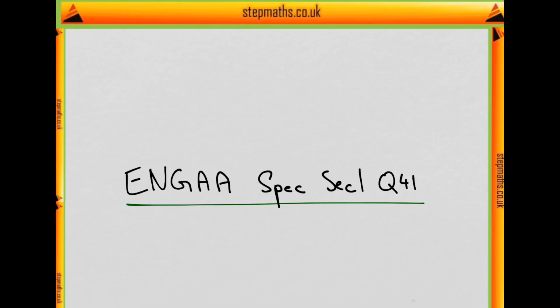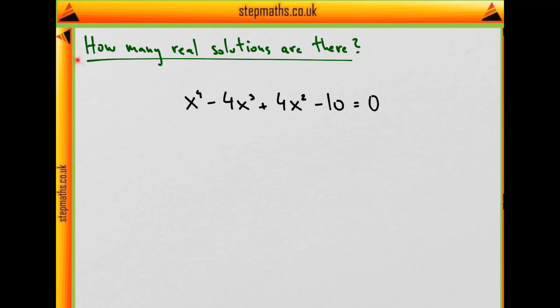In this video, we'll look at question 41 from the specimen paper. This question wants us to find the number of real solutions of this equation. And the way we'll approach this will be slightly unusual for this kind of question. We'll start by differentiating the polynomial in order to find its stationary points.